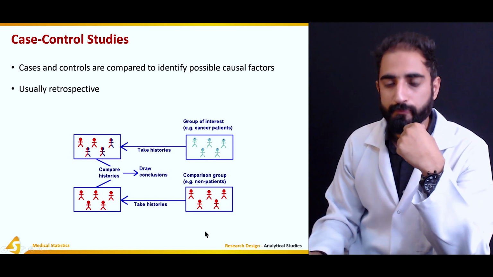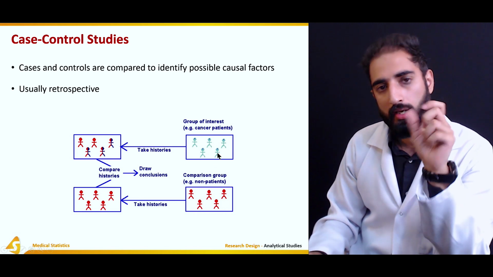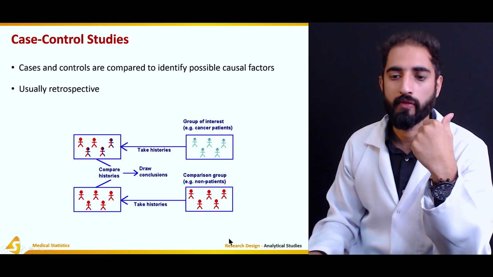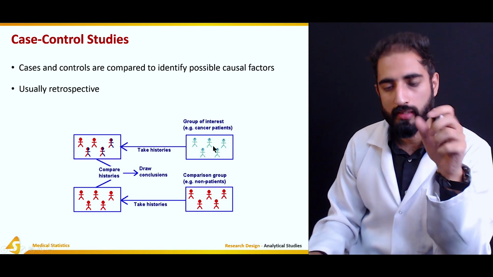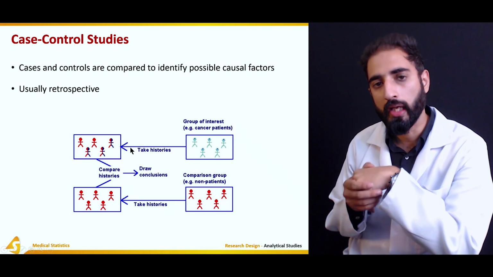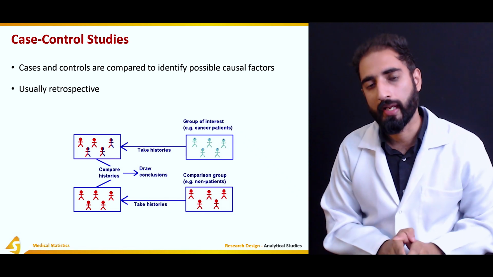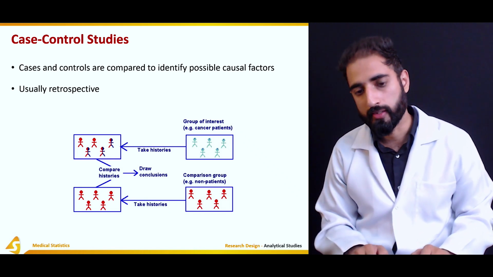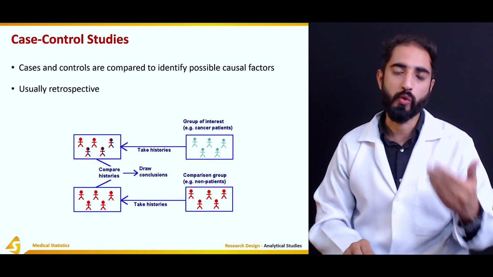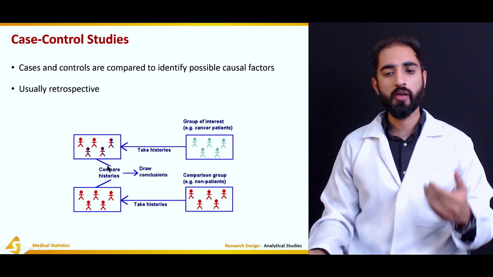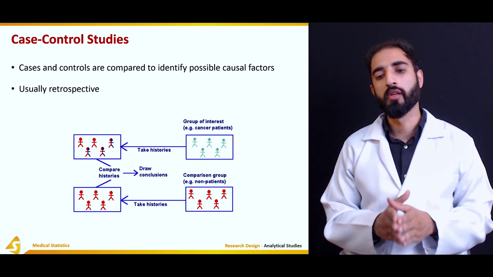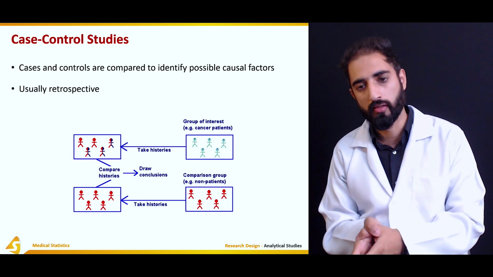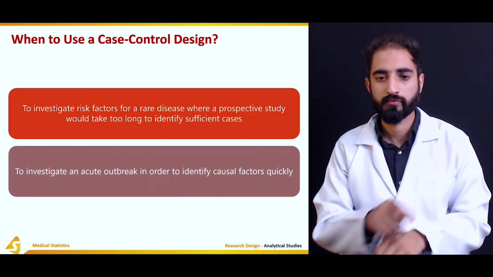For example, suppose there is a group of patients who have lung cancer. These are the cases, and we have controls who do not have lung cancer. We take histories and try to find out how many of the individuals used to smoke among the cancer patients, and how many used to smoke among the non-cancer patients. You also try to find out the frequency of smoking, then compare their histories and draw conclusions about whether there is a causative relationship between the risk factor, which is smoking, and the disease.